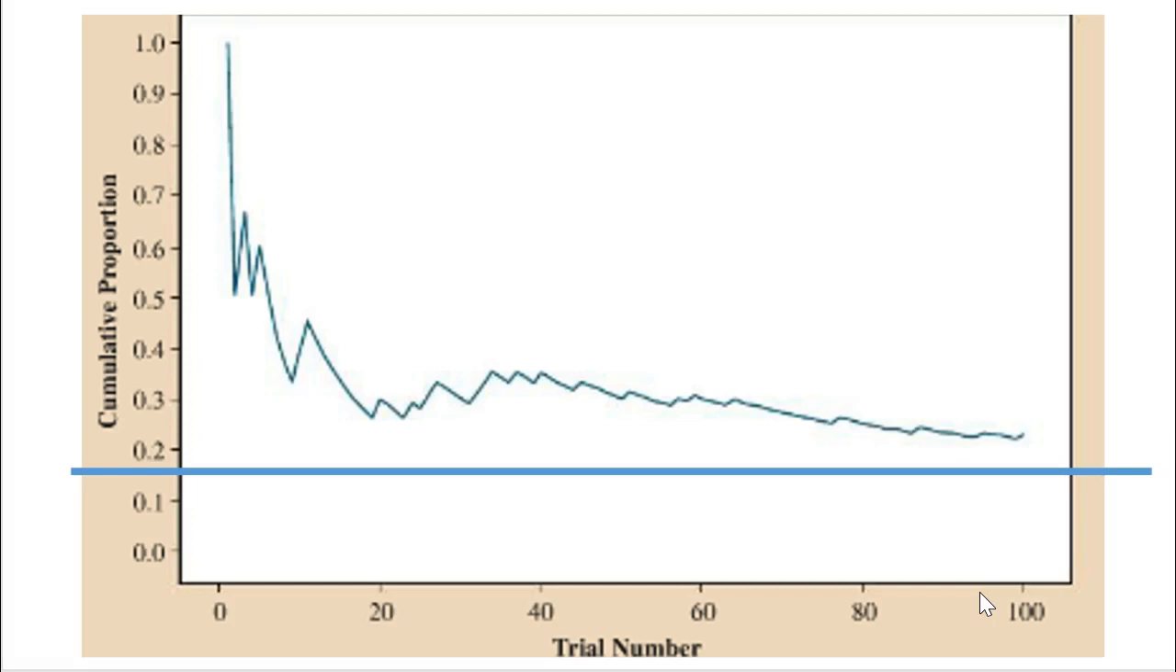Notice that if the dice were fair, we would expect 1 out of every 6 rolls to land on the 6. This line right here represents 1 divided by 6. Notice over time that the actual cumulative proportion that we saw is getting closer and closer to the line that we would expect. And so the question is, over time, will it get even closer, suggesting that this is a fair die, or will it just stay above, suggesting that it may not be a fair die?